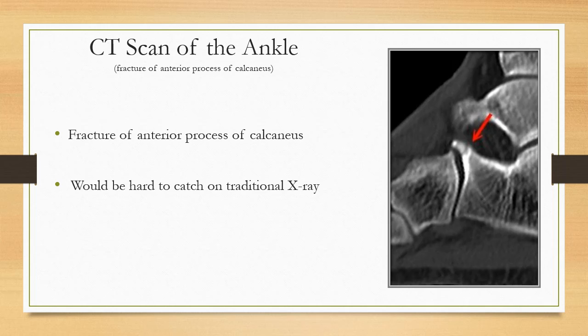In this image, we see a CT scan of an ankle in the sagittal plane. The red arrow is pointing to a fracture of the anterior process of the calcaneus. Without a CT scan, this injury may have gone undetected if a traditional X-ray was used.